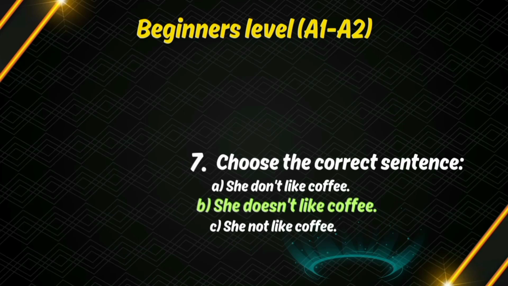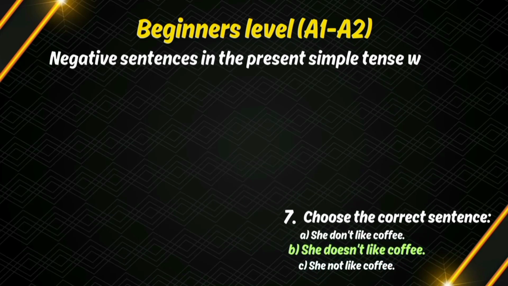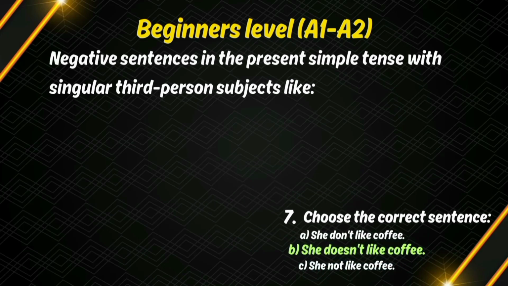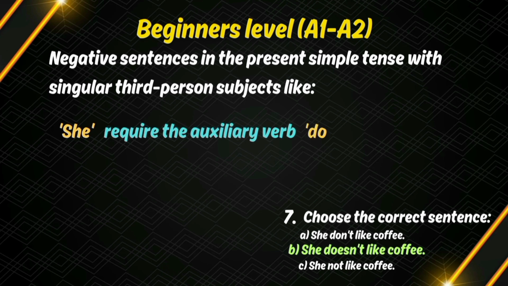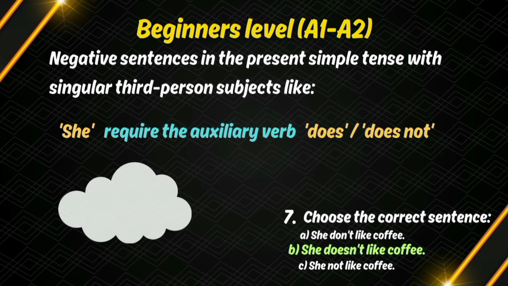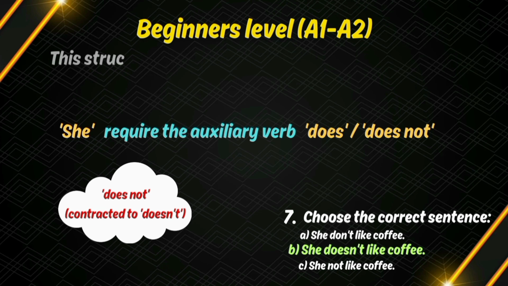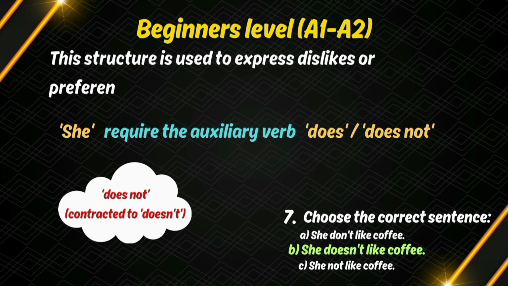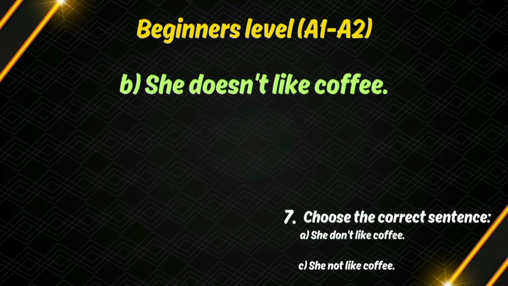In English, negative sentences in the present simple tense with singular third-person subjects like she require the auxiliary verb does or does not, contracted to doesn't, followed by the base form of the main verb. This structure is used to express dislikes or preferences. Therefore, the correct sentence is, she doesn't like coffee. The use of doesn't indicates that she does not have a preference for coffee.